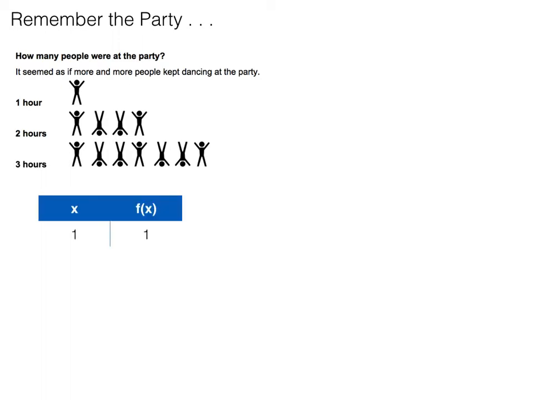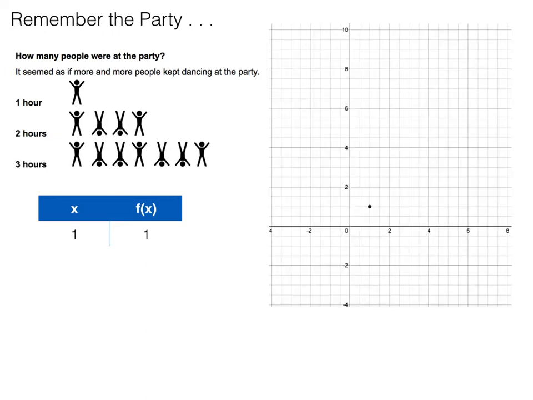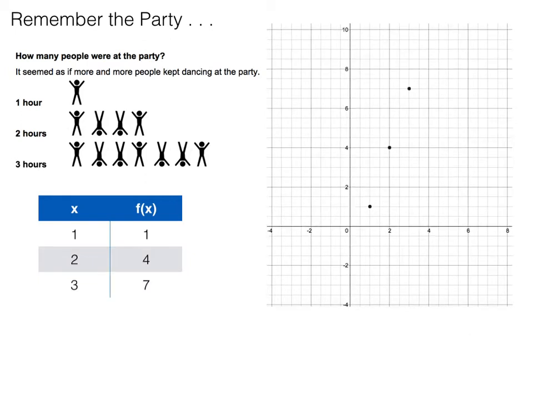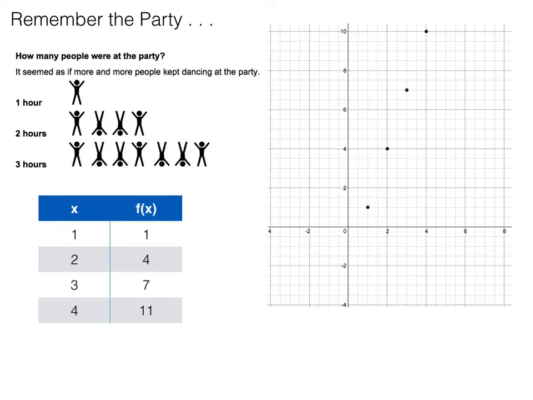So when x was 1, y was 1. In other words, after hour 1 there was one person. And we could graph that point 1, 1. We could do the same after 2 hours when there were 4 people. 3 hours there were 7 people. And we could keep going. 4 hours there were 11 people. So we could graph all those points if we wanted to.